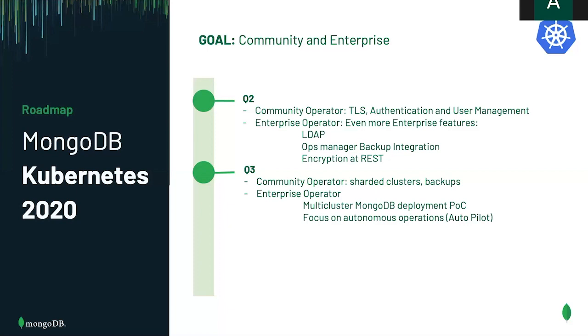We will continue to focus on autonomous operations, as Operator Hub calls it, autopilot. We already provide many features here, like automatic failover, data rebalancing, and reconfiguration. However, the sky is the limit here. Auto-scaling, persistent volume resizing, and performance optimization are just a few of the areas we can look at.